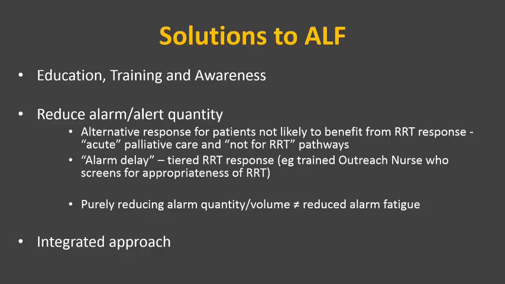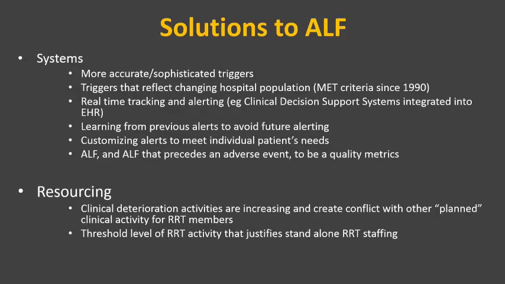These are strategies that haven't been tested yet, but they're potential strategies that could reduce the overall alarm and alert burden. We need to be a little bit cautious, though, when we start to silence the alarms or change the thresholds, because even in the physiological monitoring world, purely reducing the alarm quantity or the alarm volume doesn't always equate to a reduction in alarm fatigue. So that link hasn't been well established. If we work on reducing our alarm and alert quantity, we just need to be cautious that it doesn't have any adverse consequences as a result. And clearly having an integrated approach is better than a single approach.